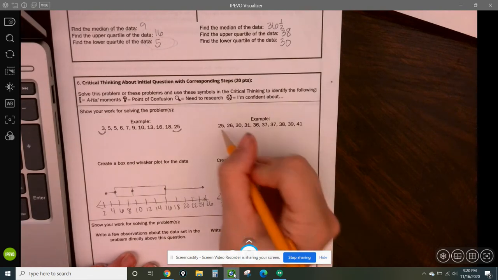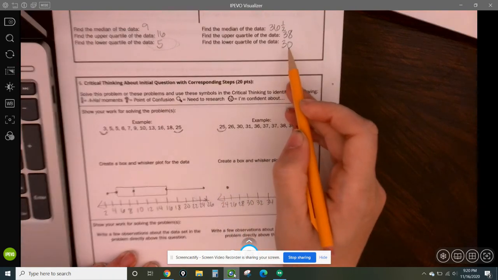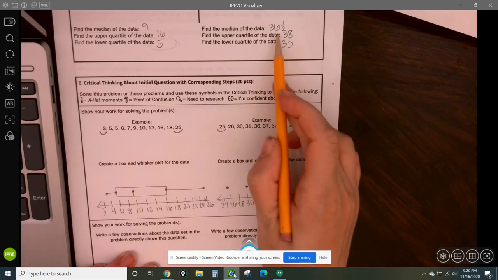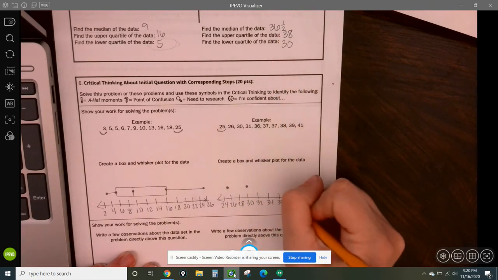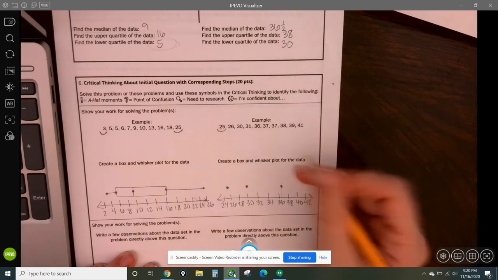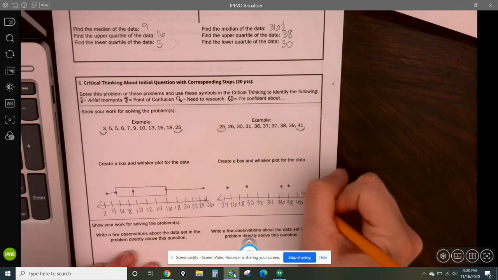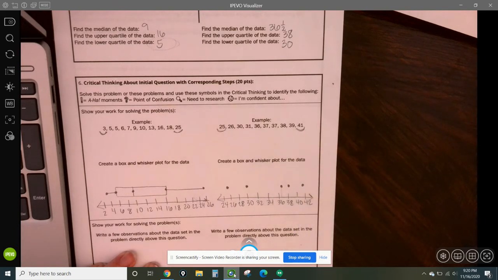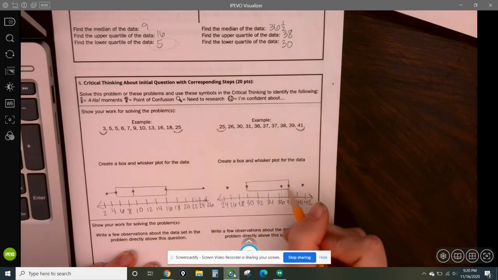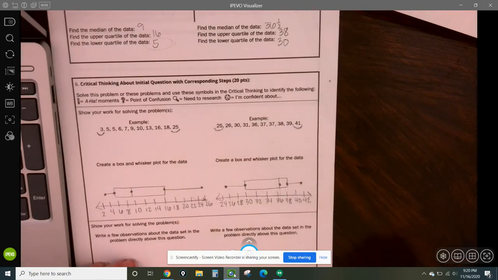Okay, so I'm going to do my 5-number summary. My smallest number is 25. My lower quartile was 30. My median was 36.5. My upper quartile was 38. And then my biggest number was 41. So there's my 5-number summary. I'm going to draw a box around those inside 3 numbers, make whiskers to connect the biggest and smallest number, and a slash through that median.